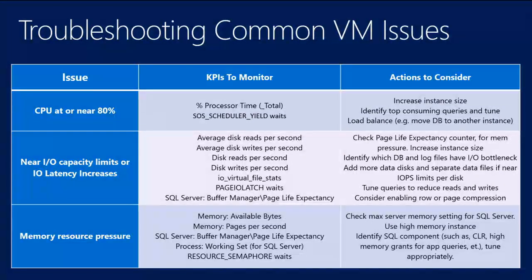So things like checking the max server memory setting, that is probably not going to be that simple. You could use a high memory instance because just around the time of GA, we announced those high memory instances, the A6, A7, that go up to 56 GB of memory. So maybe you can just use an instance with more memory.